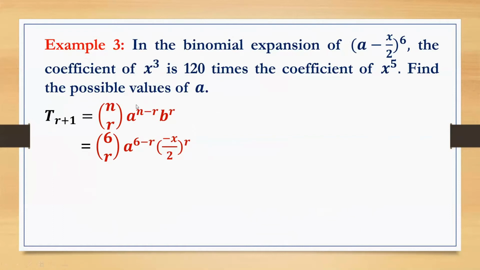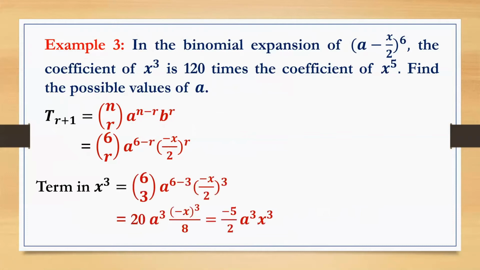Now, we have been given that the coefficient of x cubed is 120 times the coefficient of x to the power of 5. So, to get the term in x cubed, r is going to be equal to 3. I replace r by 3 in this line, and this will give me 6C3, a to the power of 6 minus 3, into (minus x over 2) to the power of 3. And simplifying, I will obtain minus 5 over 2 a cubed x cubed.